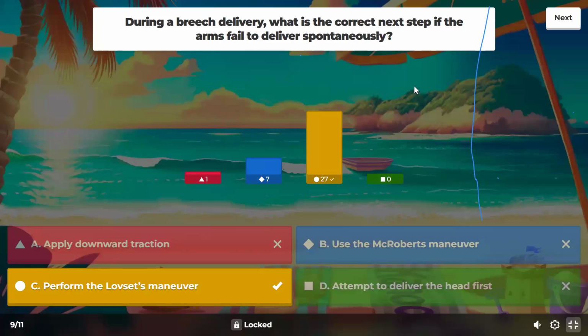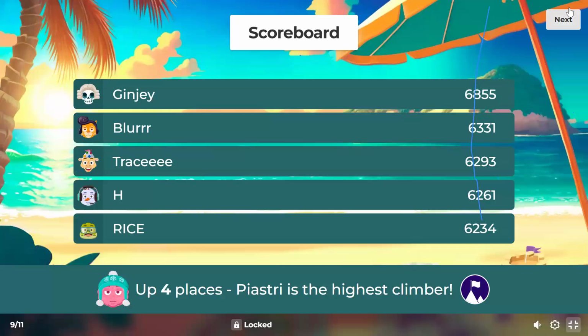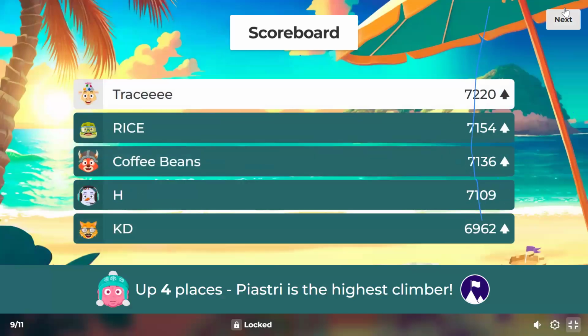So the right next step is to perform an Rubin's maneuver rather than use McRoberts. McRoberts is for shoulder dystocia. So you perform a Rubin maneuver. So go on. Trace is back on top, and then Rice, and then Coffee Beans. So there's a change on the leaderboard.